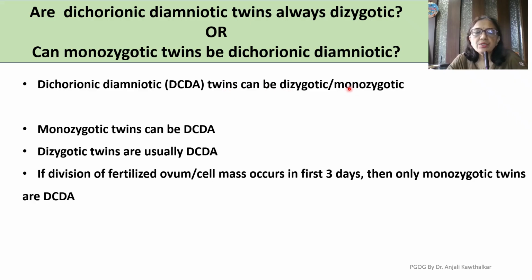We have already seen division occurs within the first 3 days. It will be dichorionic diamniotic even if it is a monozygotic pregnancy. Monozygotic twins can be DCDA. Dizygotic twins are usually DCDA, that is dichorionic diamniotic. If division of the fertilized ovum or cell mass occurs in the first 3 days, then only monozygotic twins are dichorionic diamniotic. It is a repetition of whatever we have seen in the previous slides.